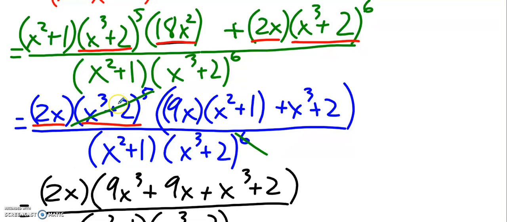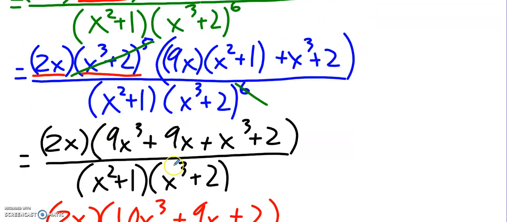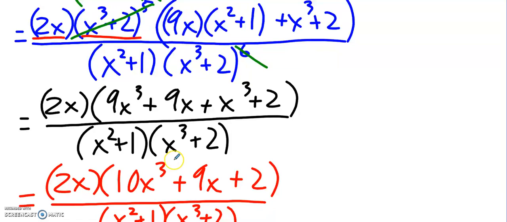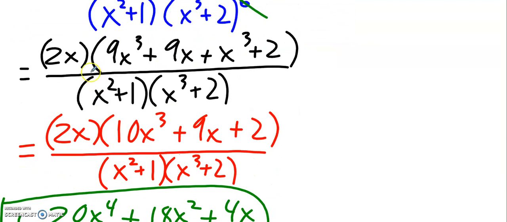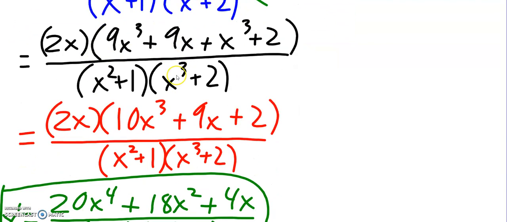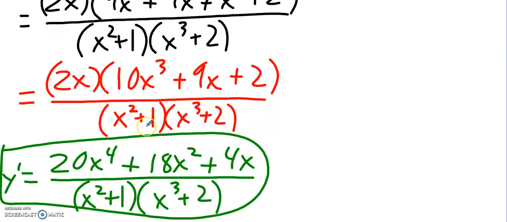And then I'm able to reduce the x cubed plus 2 to the fifth with the x cubed plus 2 to the sixth in the denominator. And then I simplified a little bit, combined like terms. And then I actually ended up redistributing. And that's how I got the 20x to the fourth plus 18x squared plus 4x.